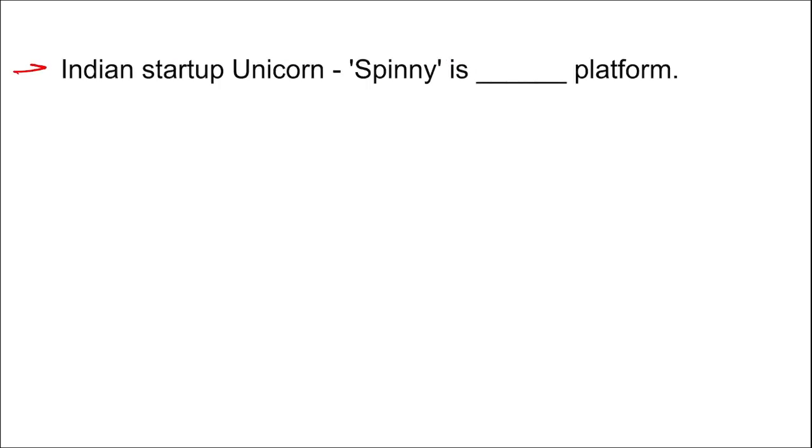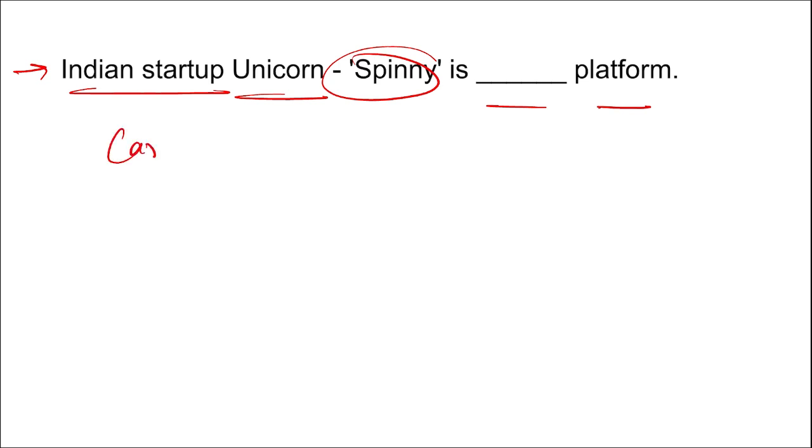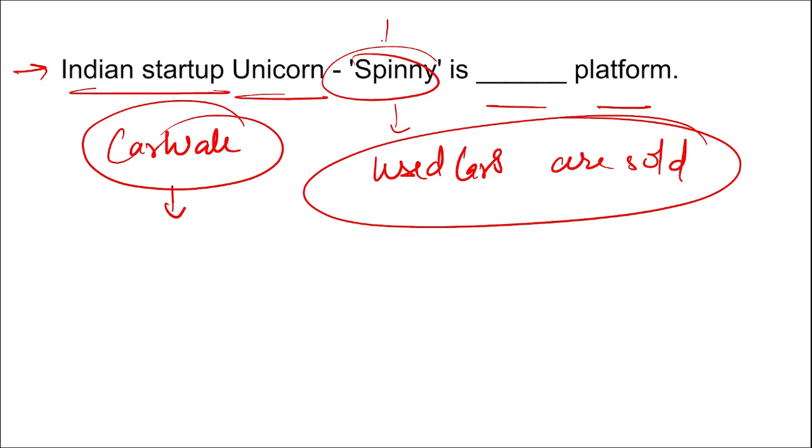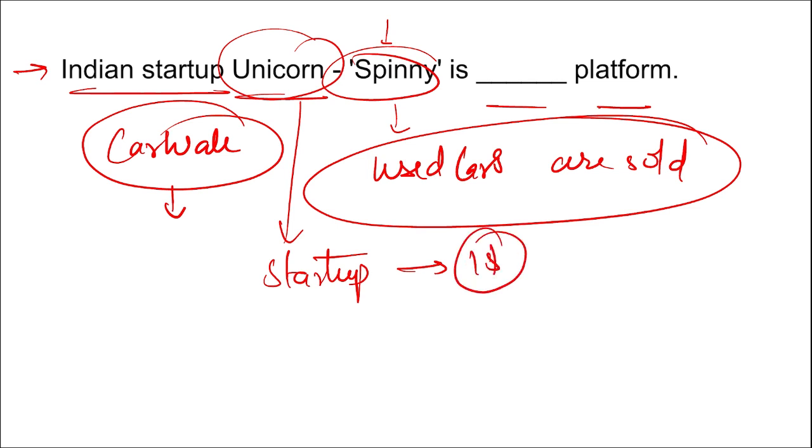Next question. Indian startup unicorn Spinny is a dash platform. Spinny is what? Remember, as you know, CarWale. What is CarWale? They sell cars. You can sell your second-hand cars also. So remember, similarly, Spinny is a platform where used cars are sold, and it is a unicorn. What is a unicorn? A unicorn is a startup that has a valuation of more than $1 billion.